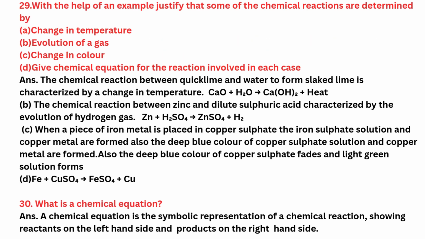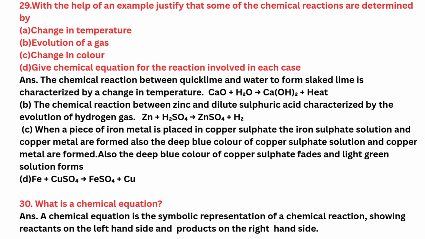Question number 29. With the help of an example, justify that some of the chemical reactions are determined by change in temperature, evolution of gas, change in color. Give the chemical equation of the reaction involved in each case. Answer: A. The chemical reaction between quicklime and water to form slaked lime is characterized by change in temperature. That is CaO plus H2O gives Ca(OH)2 plus heat.